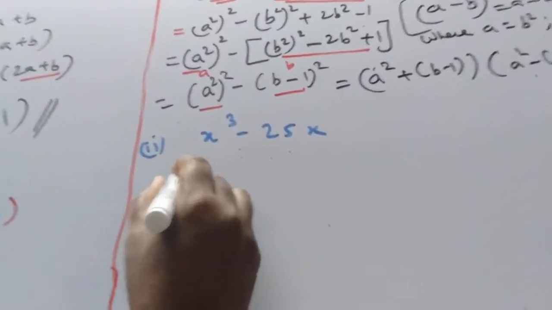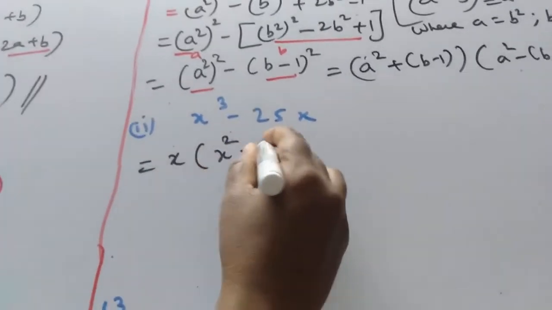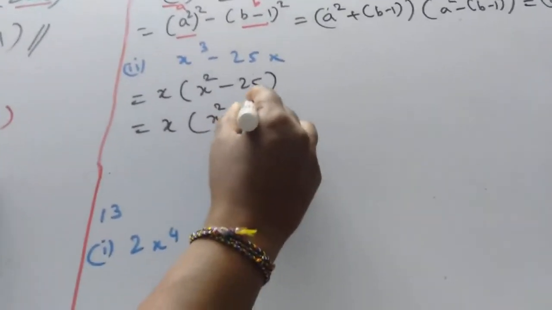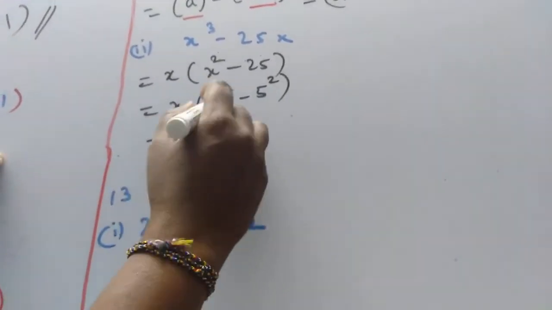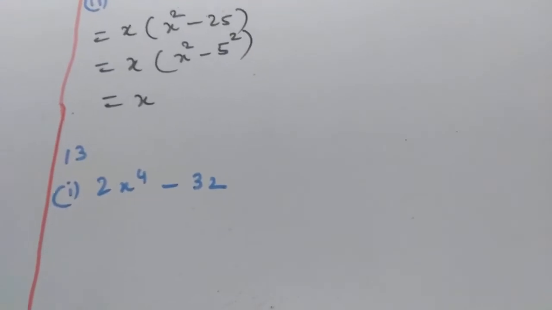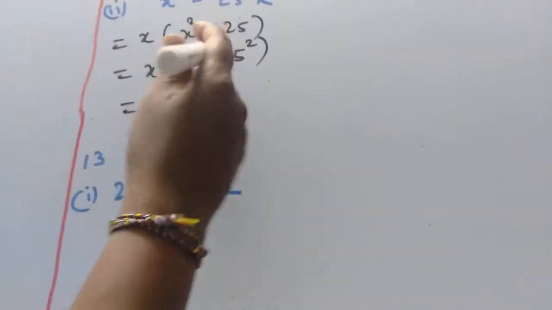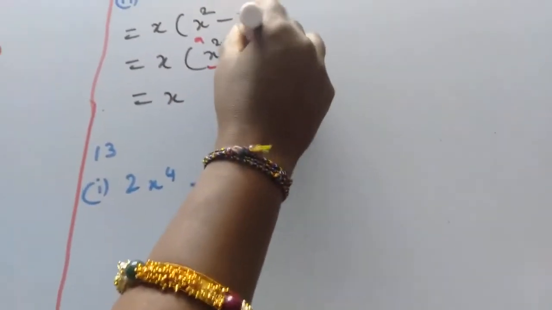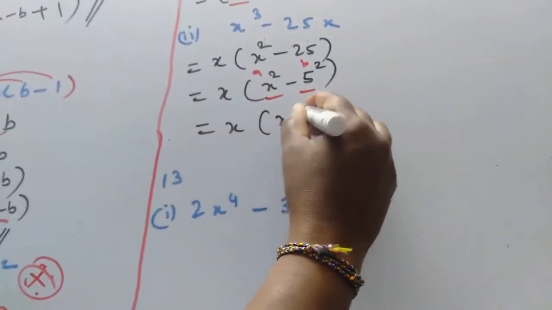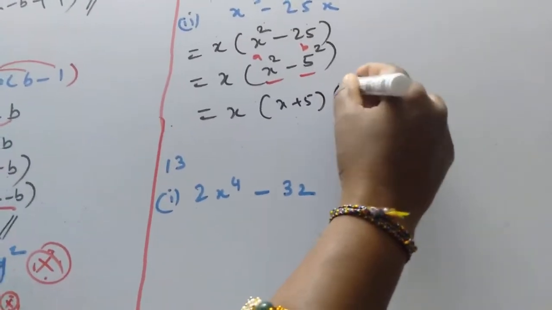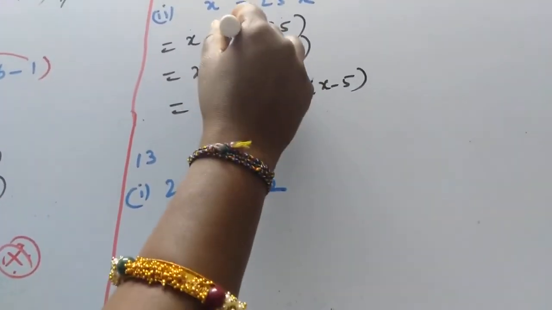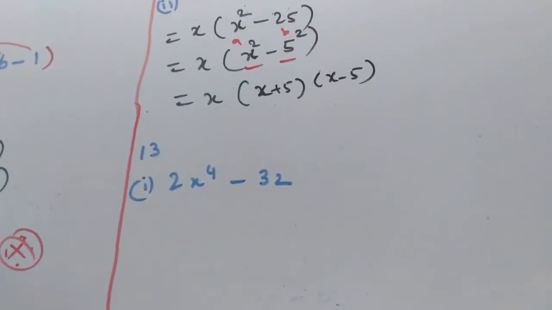So I am going to take x common outside, which can be written as x square minus 25, and this 25 can be written as x square minus 5 square, and this is in the form a square minus b square, where a here is x and b here is 5. So which can be written as x plus 5 into x minus 5. Very simple question, right? x plus 5 into x minus 5. Okay, our next question also very easy.